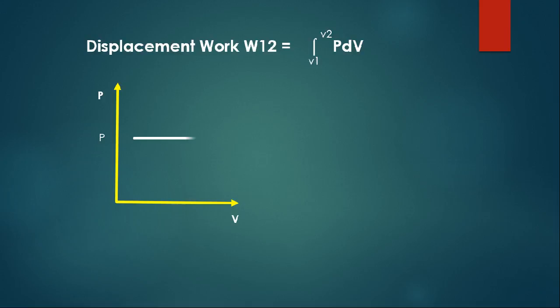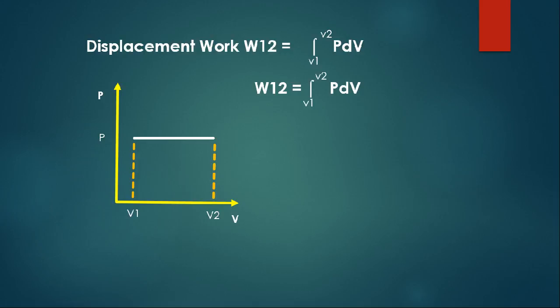Consider a constant pressure process, meaning that during the process the pressure is constant. It will be a straight line, because at each point the pressure should be the same, the same as the initial pressure. So it will be a straight line parallel to the volume axis. At the initial state the volume was V1 and at the end of the process the volume changed to V2. We are going to find the displacement work done for this process.